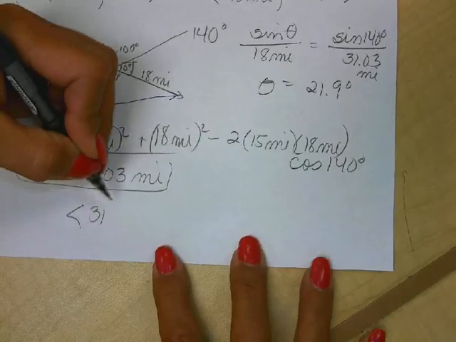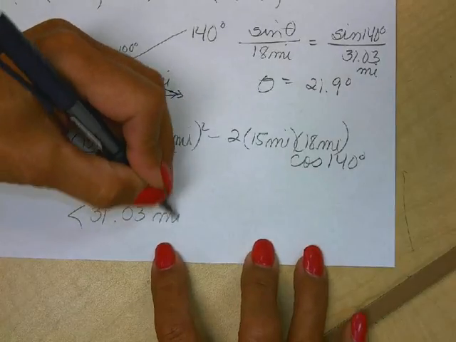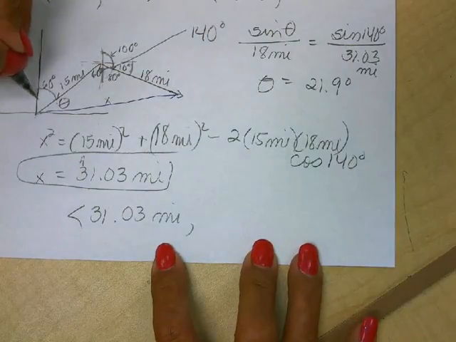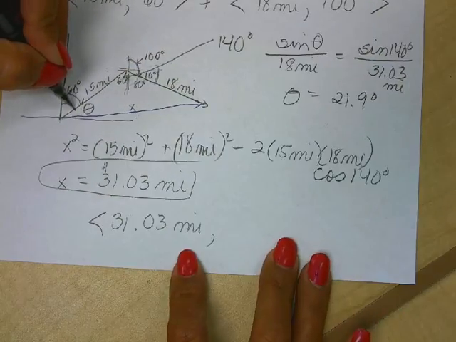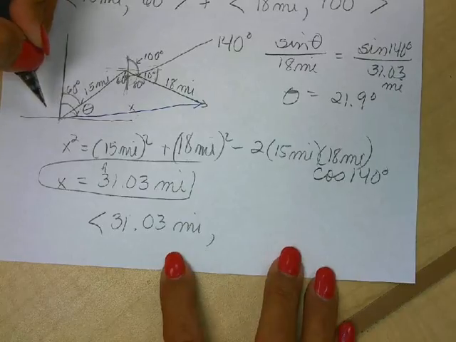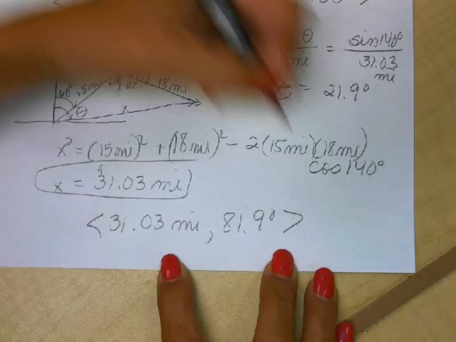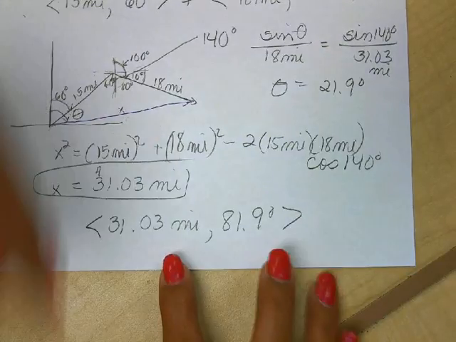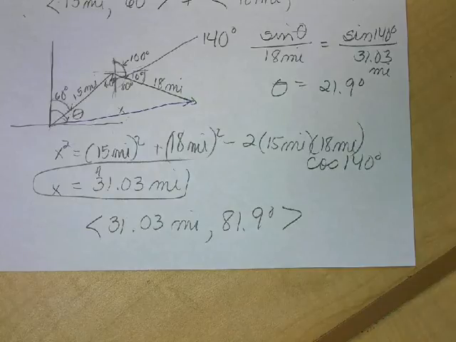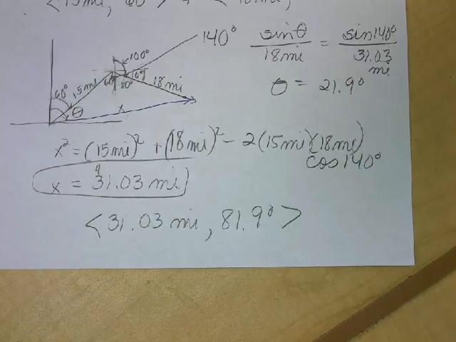I haven't found the bearing yet, but I'm almost there. I know that my vector has a magnitude of 31.03 miles. And I know that I have a bearing here of 60 degrees plus my angle. So that will give me 81.9 degrees. So now I have my angle in common form. If I needed to change it to a rectangular form, I could definitely do that as well. But I have added vectors that were in common form, and added vectors that were in rectangular form.